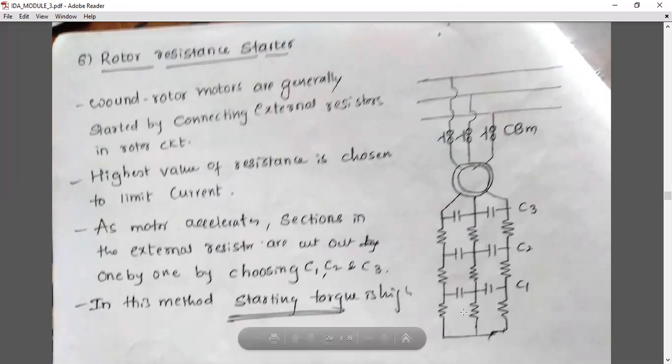So initially, what happens here? Initially, open all switches. Whenever the motor reaches steady state value, close all switches, so the motor runs normally. Like that, we reduce the starting current by controlling the rotor side. These 6 are the starting methods.